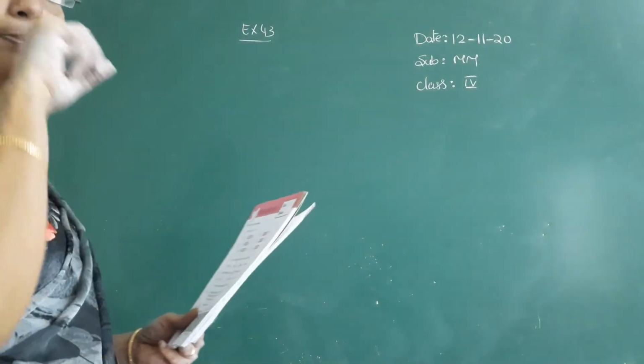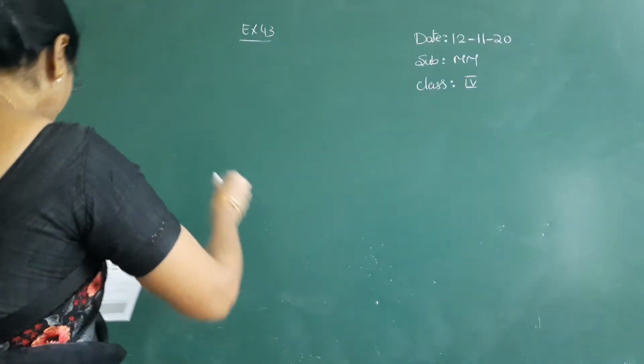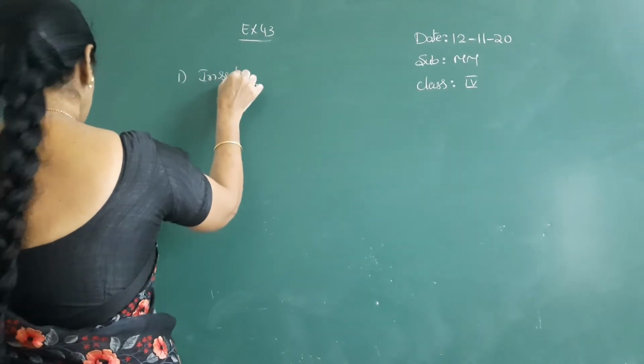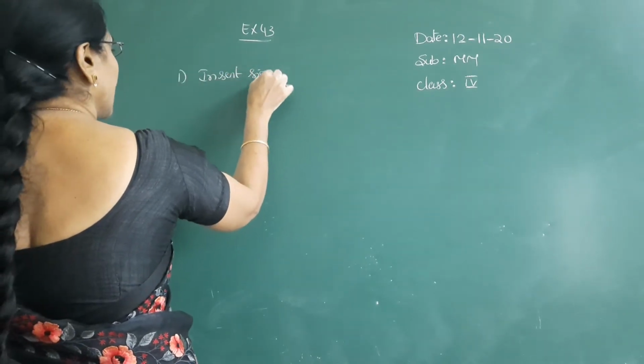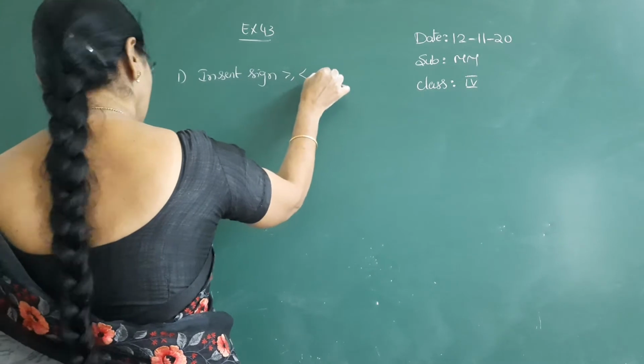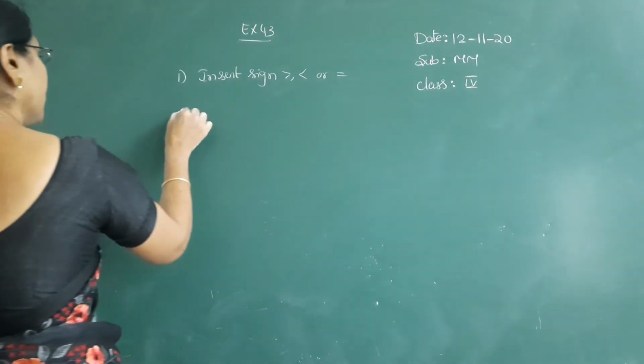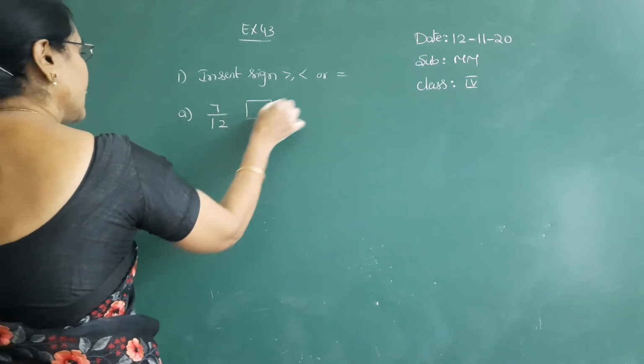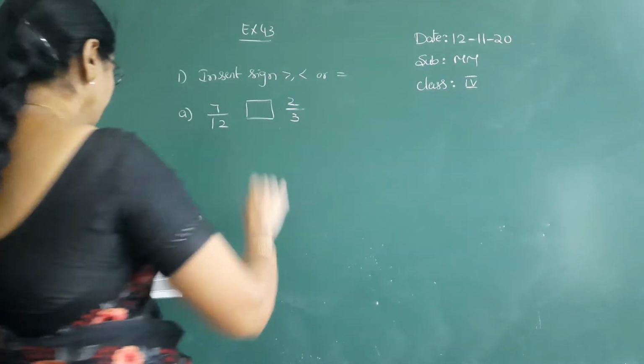I am going to explain exercise 43. See the first question. Insert sign greater than, less than or equal. See the first problem: 7 by 12, 2 by 3.